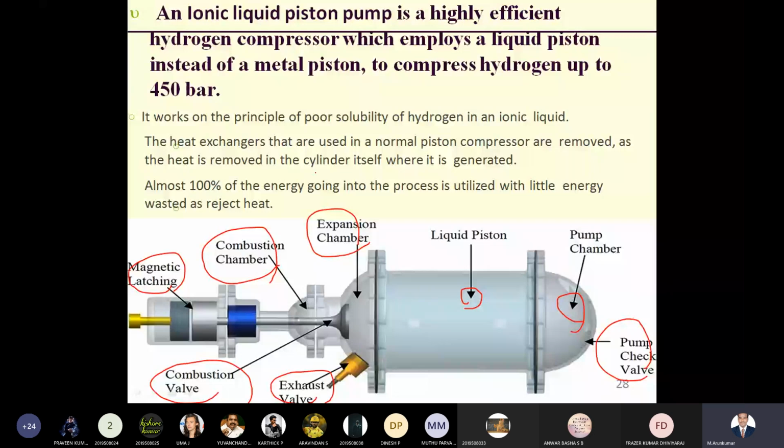Right. So it works on the principle of poor solubility of hydrogen in ionic liquid. So the heat exchangers that are used in normal piston compressors are removed, as heat is removed in the cylinder itself where it is generated. We are using a liquid piston, so the heat dissipation can be done in the liquid itself. Then almost 100% of the energy going into the process is utilized, with little energy wasted as ejected heat. The main purpose of providing an intercooler is to dissipate the heat, right? So we don't need a separate intercooler if we use liquid piston compression.